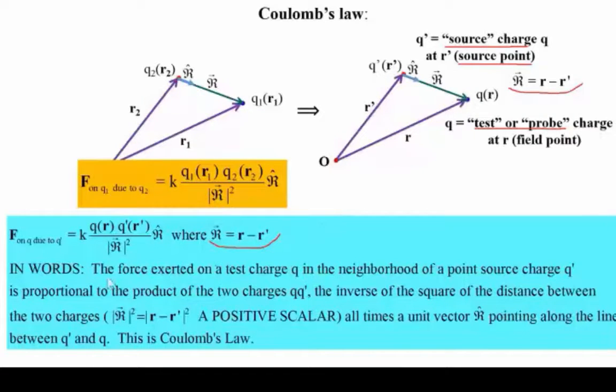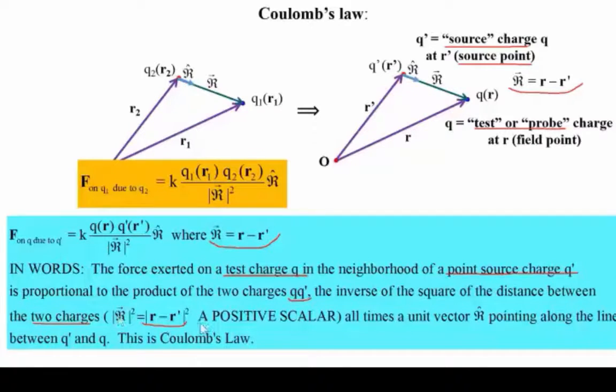So in words, the force exerted on a test charge Q in the neighborhood of a point source charge Q prime is proportional to the product of the two charges, so that's this quantity here. It's proportional to the inverse of the square of the distance between the two charges. And we know how to get that. We have the vector that goes between R prime and R, that's our funny R. We take the magnitude of that squared, which is equal to the square of this vector here, because that is equal to the R vector.